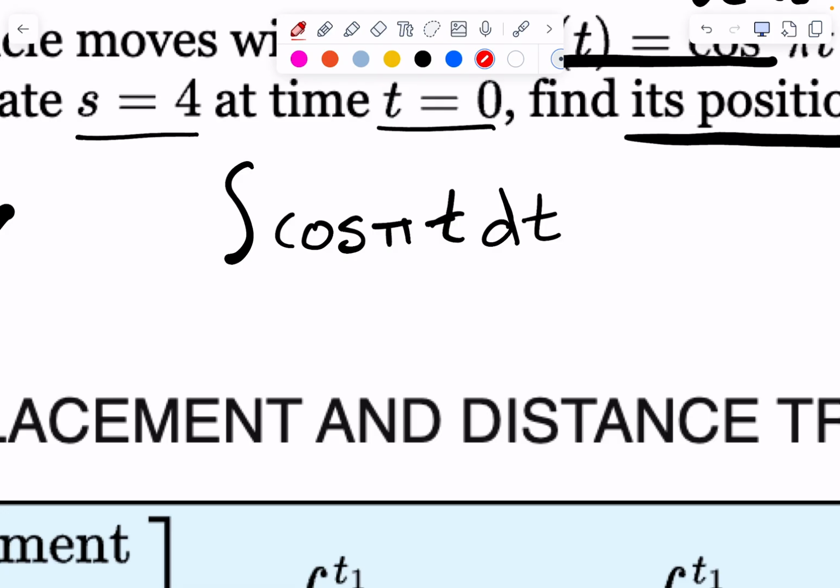How do I find the antiderivative of cosine of pi t? Substitution. Yeah, we have to use substitution because that pi is in there. So u would be pi t, and then du is the derivative of pi t. What's the derivative of pi t? Pi dt, okay? Because the t will go away, so pi is just your number out in front.